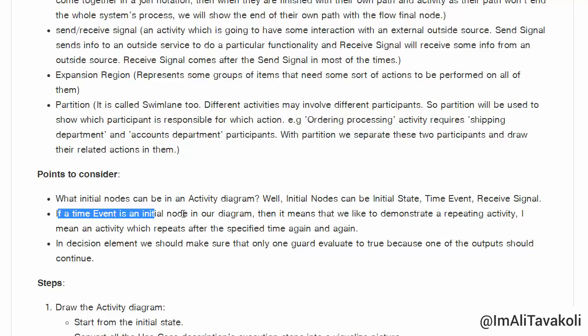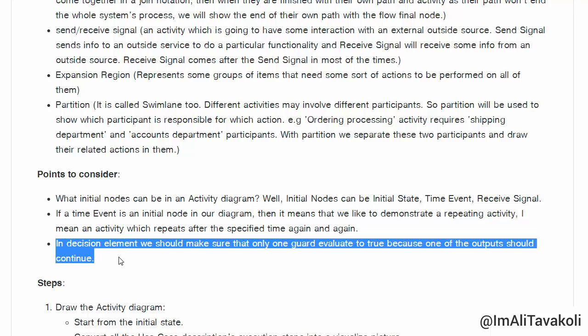If a time event is an initial node in our diagram, then it means that we'd like to demonstrate a repeating activity, I mean an activity which repeats after the specified time again and again. I will show it later in our activity diagram example. No worries. In a decision element, we should make sure that only one gets evaluated to true, because only one of the outputs should continue. This is just what I explained earlier when I was talking about the decision notation. Only one decision must continue the path.